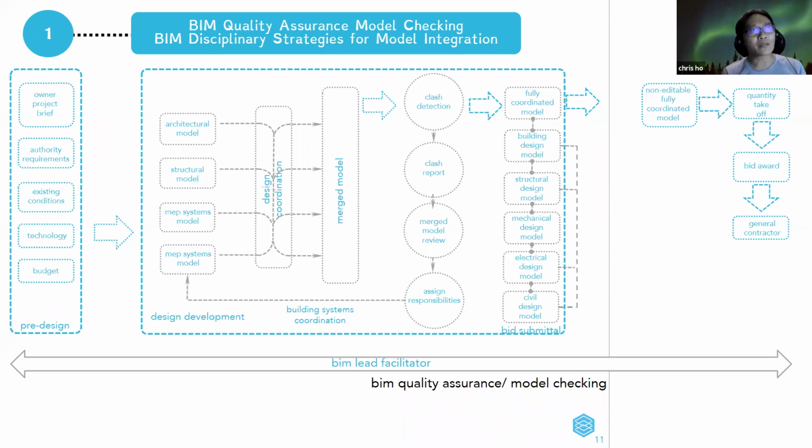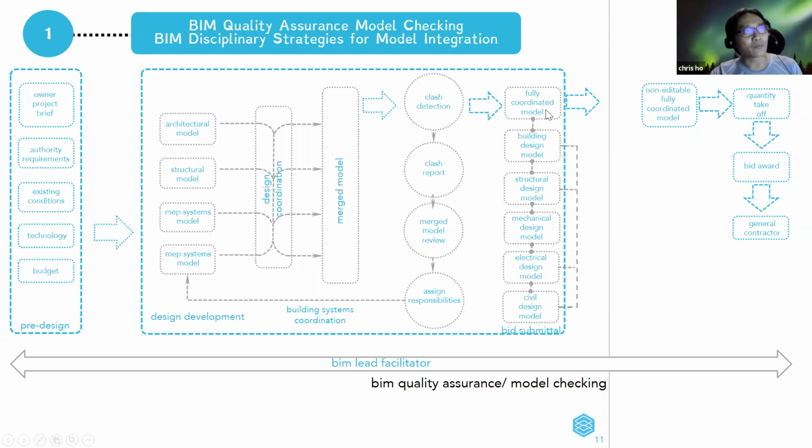Then you go for a clash, and if there are things that need to be reported in the clash report, you do one more round of merged model review, and then you assign the responsibilities back to the different stakeholders again, do design coordination again and merge it again. So you do this several rounds until your model is fully coordinated. There are no longer conflicts within the different models, and you federate it, and you have a fully coordinated model from the architectural, structural, mechanical, electrical and civil design.